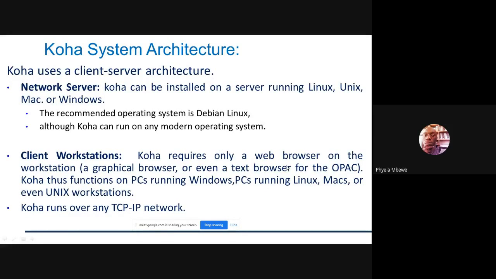I believe when it was first designed, most likely the first operating system that was worked on was a Linux-based operating system. Although you can actually get Koha to run on any modern operating system. Now, after you have Koha installed on the server, then you have the client workstations. Usually these will be machines on the same network, or it depends on how your integrated library system is set up. So now the clients will just access the installed version of Koha through their web browsers.